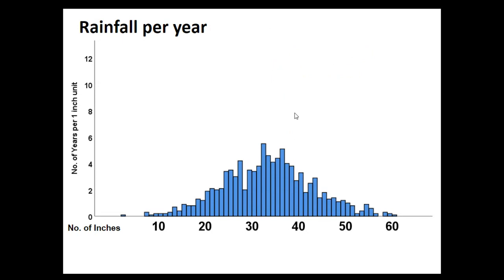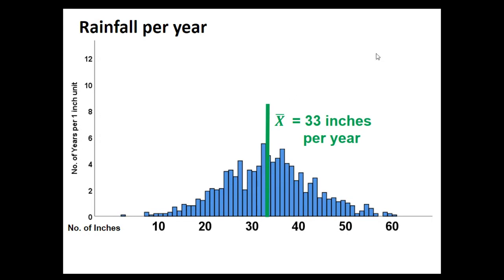Okay, now here's another histogram, and this is for a different place, and it shows the same thing. It shows the number of inches of rain per year, but it's a different place than the histogram we were just looking at, the one that was kind of like for Dallas.